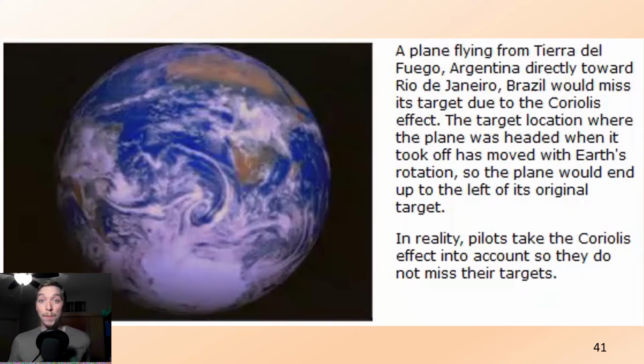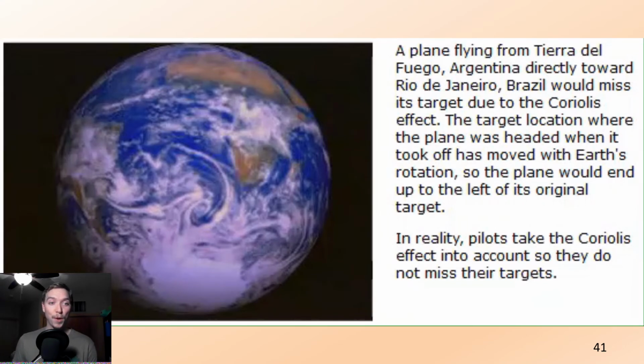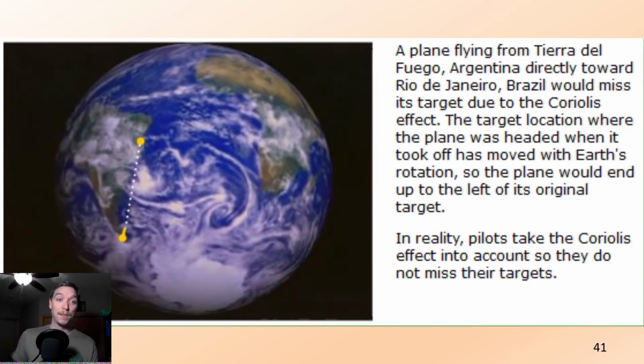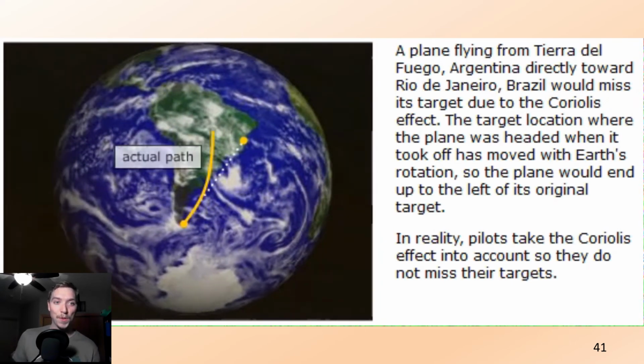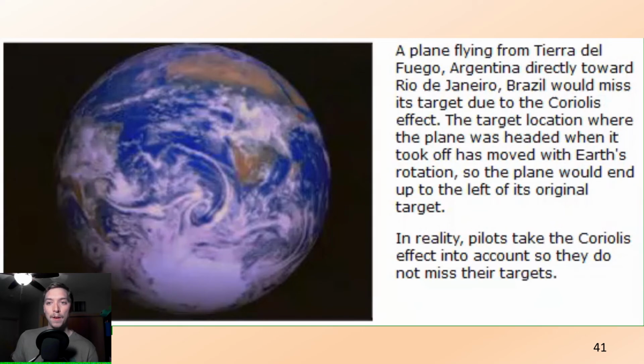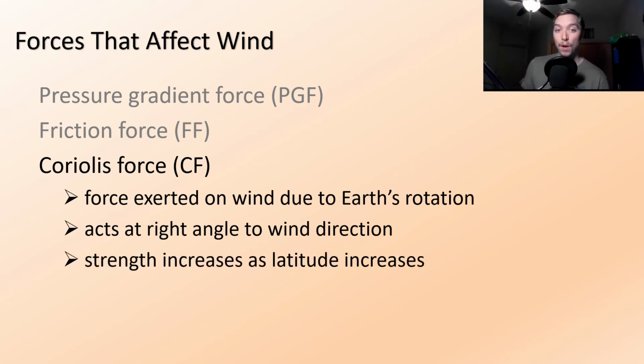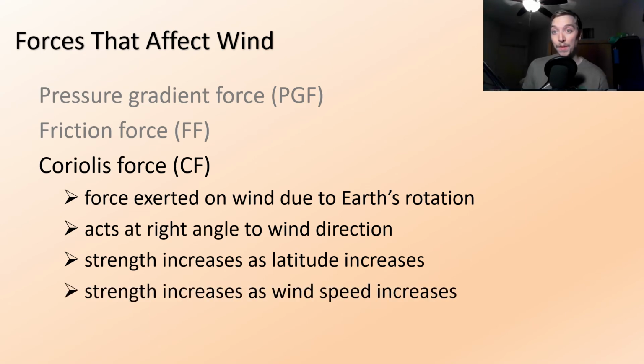A plane flying from Tierra del Fuego, Argentina, directly towards Rio de Janeiro, Brazil, would also miss its target due to the Coriolis effect. Here, if it flew straight towards it, it would miss its path to the left. You can see it skewing off course there. So the strength of the Coriolis effect, the Coriolis force, increases as latitude increases, and the strength also increases as wind speed increases.